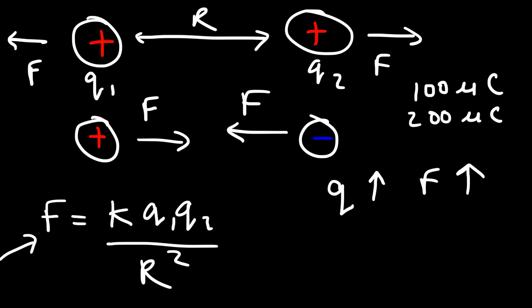In fact, if you double Q2, then F will double in value. If you double Q1, F will double in value as well. If you double both Q1 and Q2, F will increase by a factor of 4 because 2 times 2 is 4. Now, what happens if you increase the distance between the two charges?